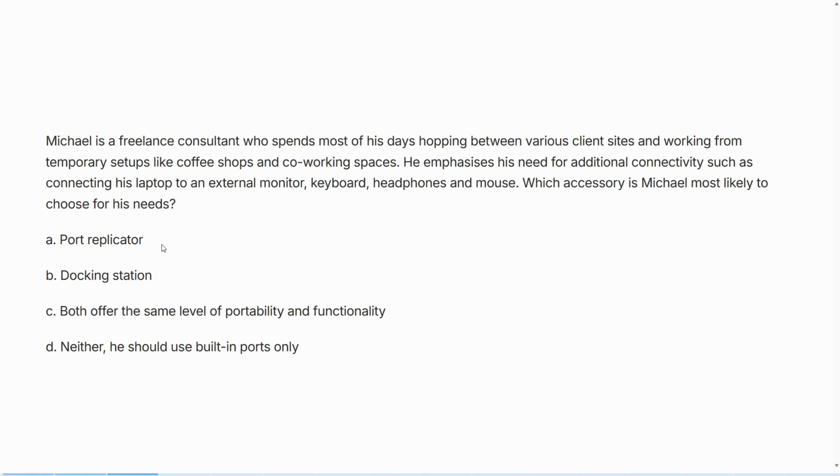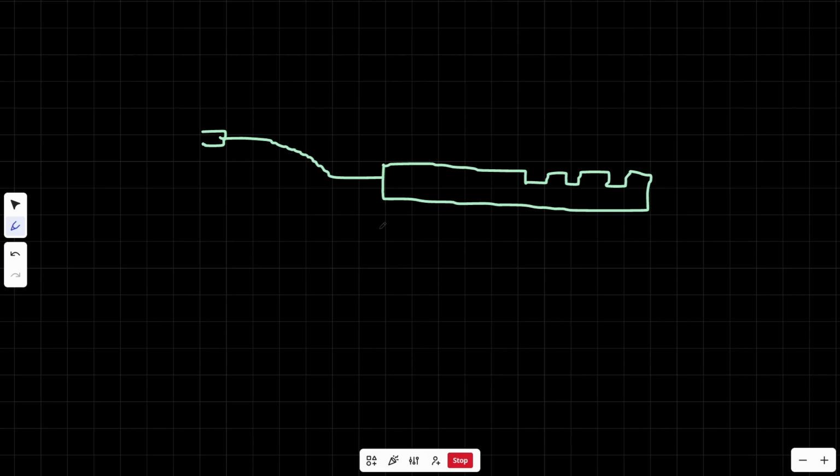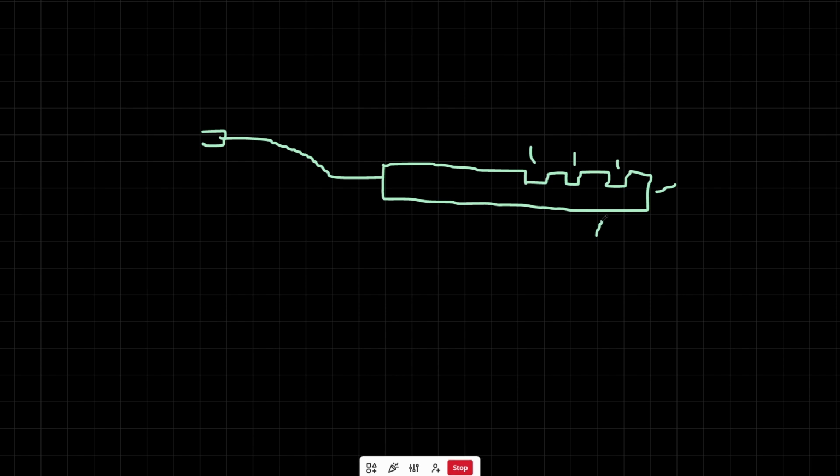First of all, what is the difference between a port replicator and a docking station? Port replicator is essentially a very small portable device that you plug in usually through USB or USB-C that might have like a USB port here, a USB port here, a USB port here, maybe an HDMI port here, and another variety of port here. And it's designed to be very small and very portable, right? So you can plug it in, take it around to multiple different sites.